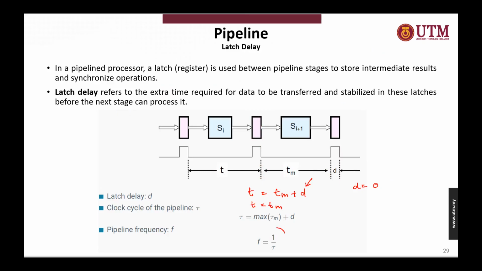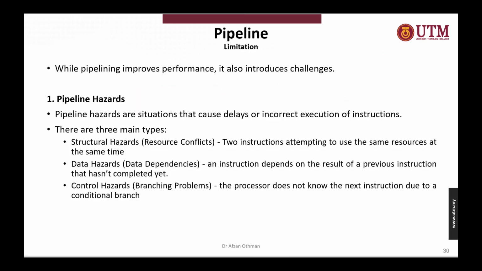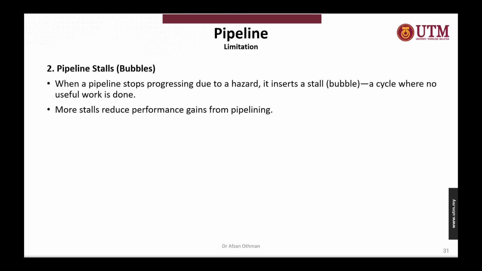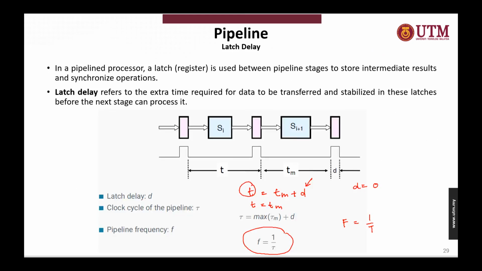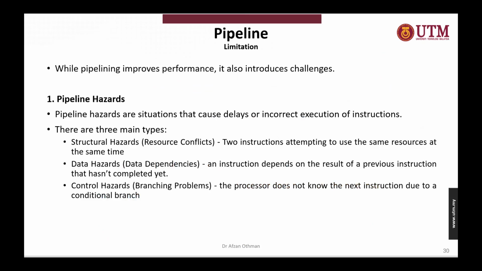So how do we get the frequency? Frequency is equivalent to 1 over T. The T is coming from here. Okay, so this is the limitation of the pipeline, right?